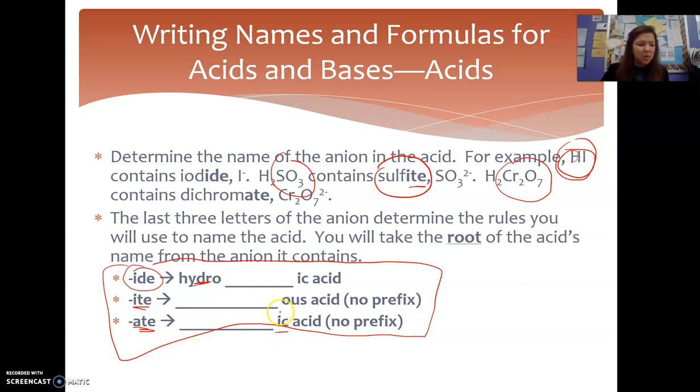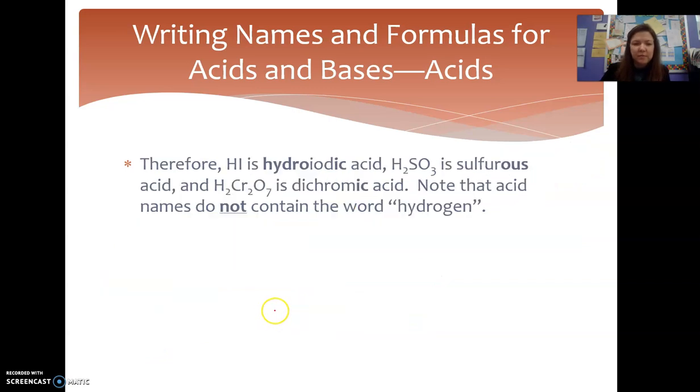Okay, so let's practice that a little bit. So HI, like I said before, is hydroiodic. We add that hydro prefix and that IC, is that called a suffix at the end? And then in the middle, you just put the root of the element. So this is hydroiodic acid for iodine.